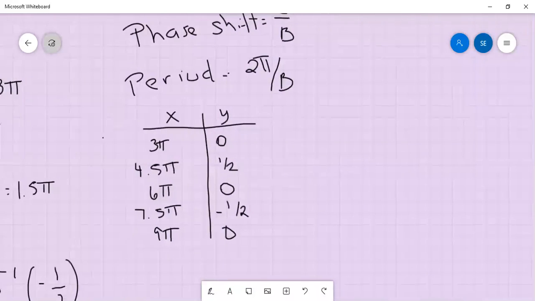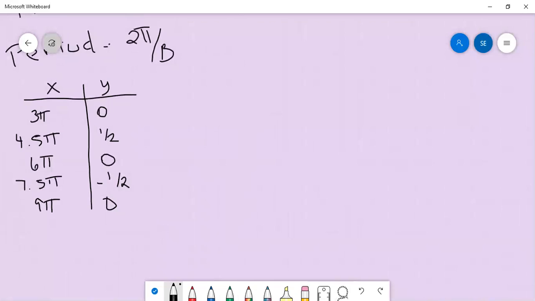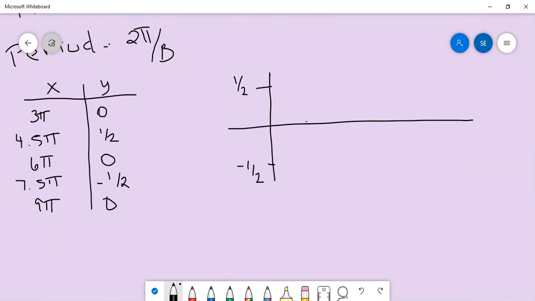And I'm going to try to just draw a graph over here. We're going to have 1/2 and -1/2. I'm going to try and go in increments of 3 pi, because it wanted us to do 2 cycles.